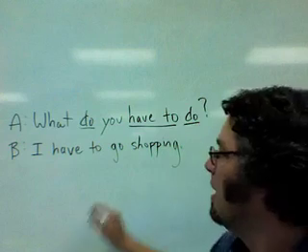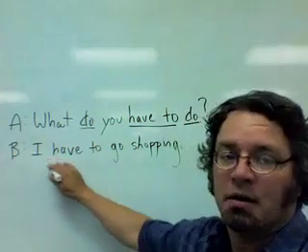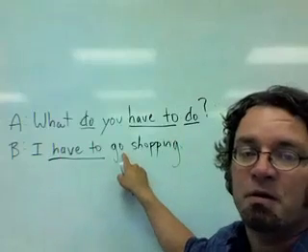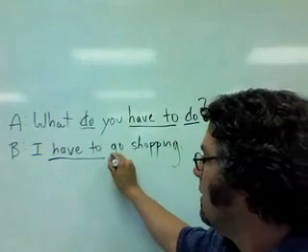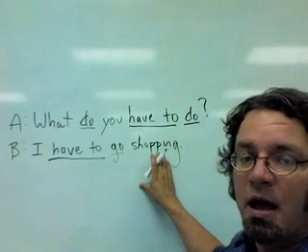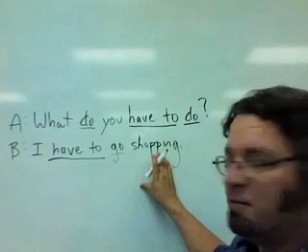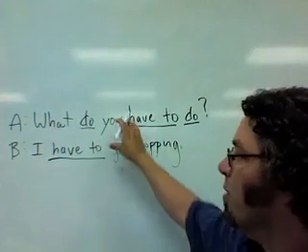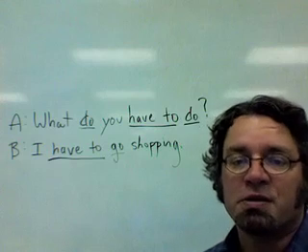In the answer, the subject is I, have to, and then the main verb is go. This is the activity after go. This is not the main verb. The main verb is go, and both of these are in the present tense.